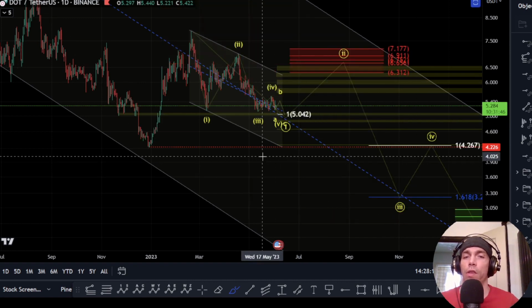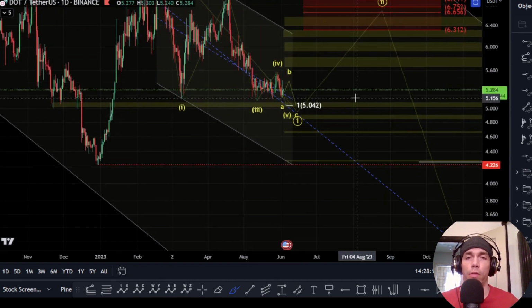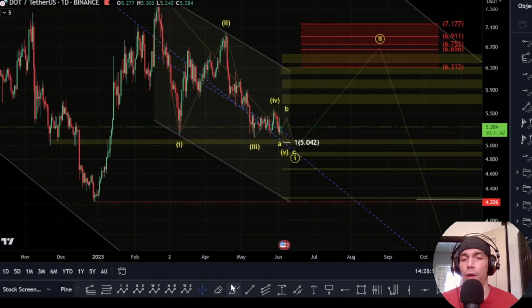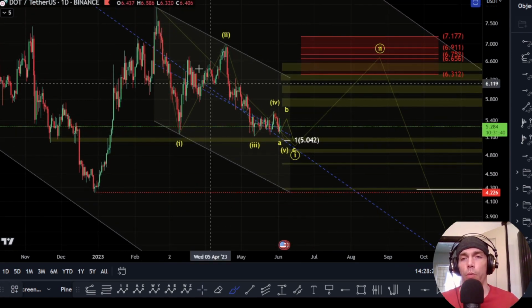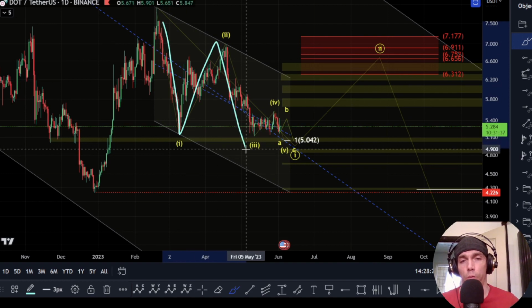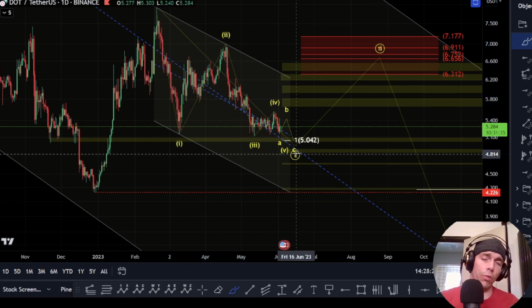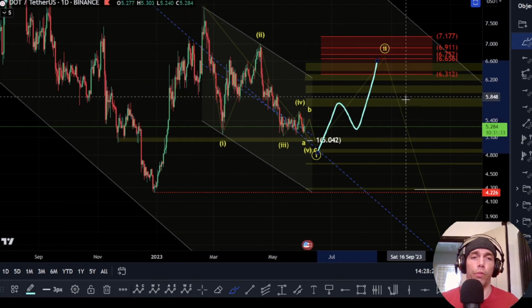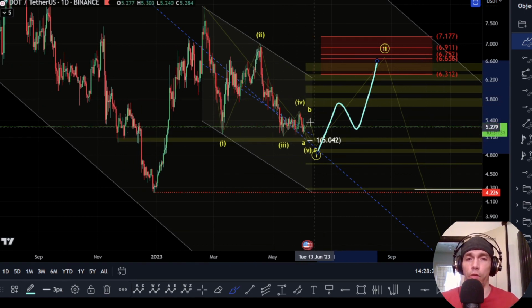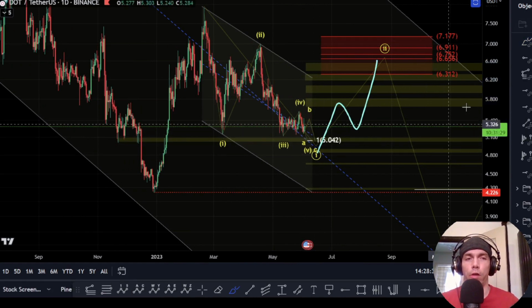The other way that we could see this play out is that this move to the downside here could actually be a diagonal pattern, in which case what we'd be looking for here is the potential that this is 1, 2, 3, 4, 5. In which case we'd be looking for a 3-wave move to the upside to unfold after this completes, after one more push to the downside here.